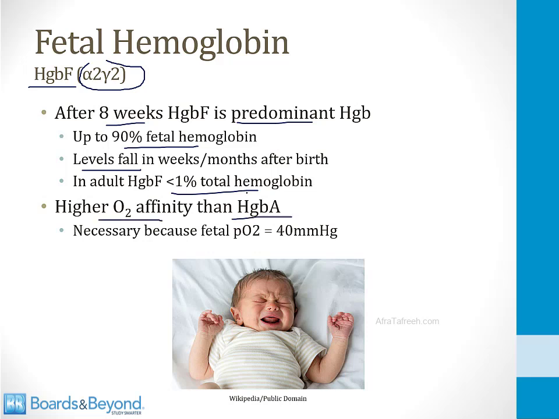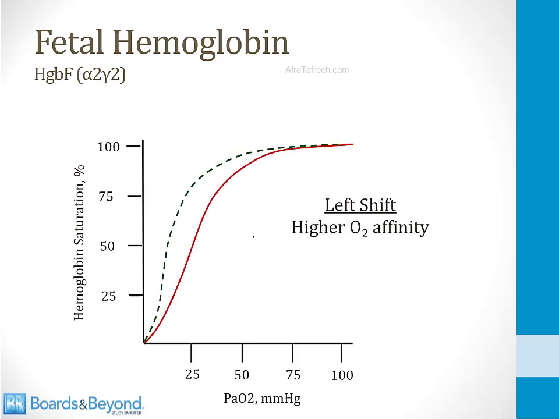Remember that hemoglobin in the mother is going to be mostly hemoglobin A, so you want a hemoglobin in the baby with a higher affinity so it will pull oxygen from hemoglobin A and bind it to hemoglobin in the baby. And this is very important because the fetal oxygen partial pressure is only about 40. In a normal adult, the oxygen partial pressure is about 90 or so. It's much lower in the baby when it's growing, so it needs a form of hemoglobin that very easily binds to oxygen. So what this means is that fetal hemoglobin is left shifted compared to regular adult hemoglobin.